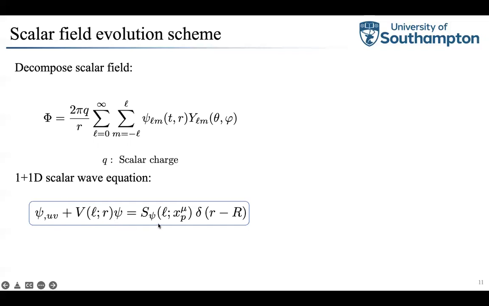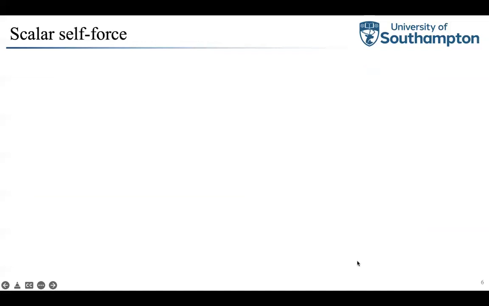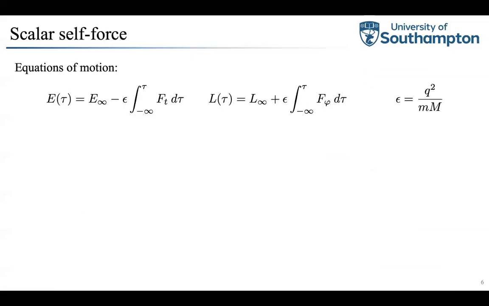You can also see we have a potential term and then the source term proportional to a delta function along the orbit of the particle. So we evolve this as a finite difference version of the equation above. The way we do this is we do it within a light cone and split it in a uniform grid in u and v. We have initial conditions on the initial rays of u and v, and then solve the system iteratively through the grid, allowing the evolution to be sourced by the source of the wave equation along the world line. Once we do this, we need to get the scalar self-force.